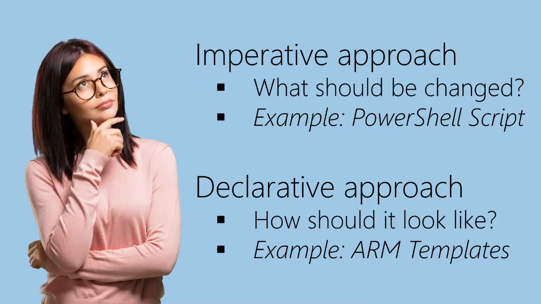So what should be done on line 1? Deploy a virtual machine. What should be done on line 2? Deploy some monitoring equipment or platform. And then step 3 or line 3 would be attach your VM to the monitoring platform. And then the script is done, right? So you instruct what should be done or what should be changed.